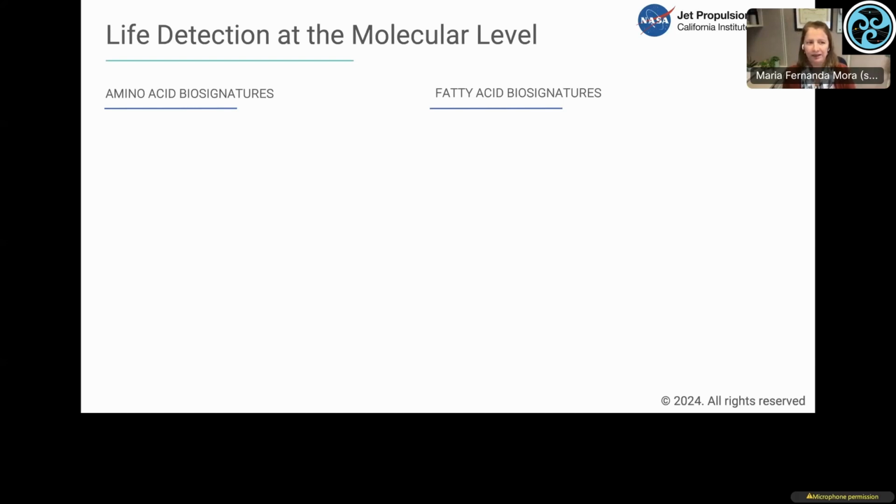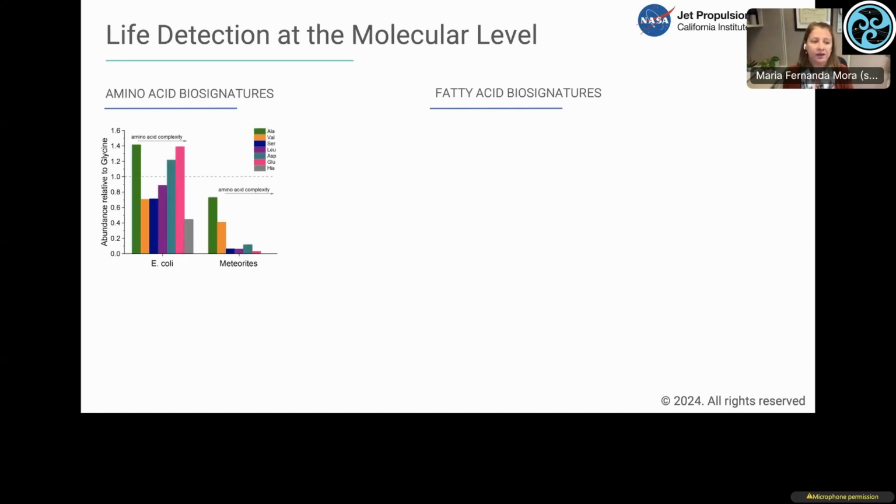We know that they can be produced both biotically and abiotically. But when you compare the distributions, you can see differences. For example, if you look at the distribution of amino acids in meteorites versus the distribution of amino acids on a cell, on a microorganism, you can see that we have more complex amino acids in the biological sample, and the overall distribution is different between the two samples.